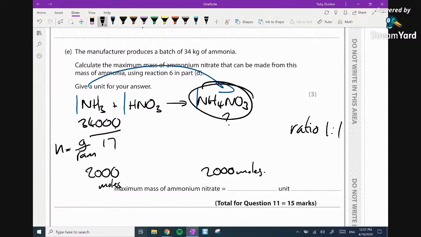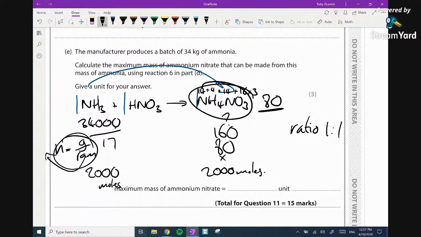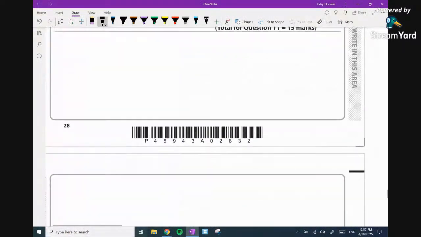How much does this now weigh? So nitrogen is 14 plus 4 plus 14 plus 16 times 3, which gives me 80. It weighs 80. So number of moles is mass over Mr; reorganize it, bring the Mr over there. So 2,000 times 80, and I get, convert to kilograms, divided by 1,000, 160 kilograms. That's my answer. 160 kg. You could have left it in grams if you wanted.